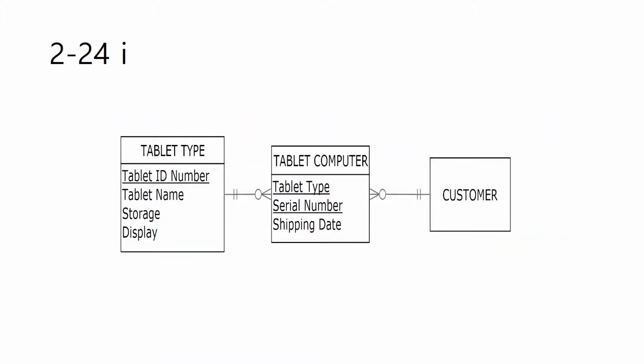So you can see there are tablet type and customer and tablet computer. Also there is ship date. So tablet ID number, and then tablet computer, there are tablet type and then serial number. Important one, shipping date.